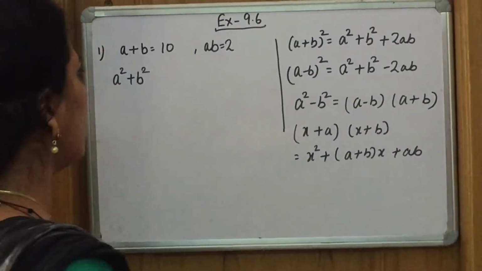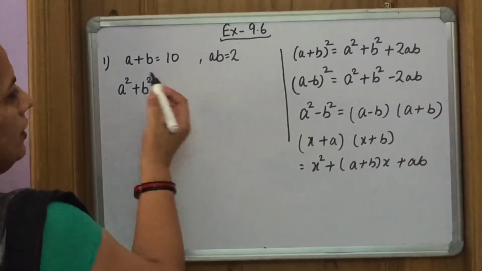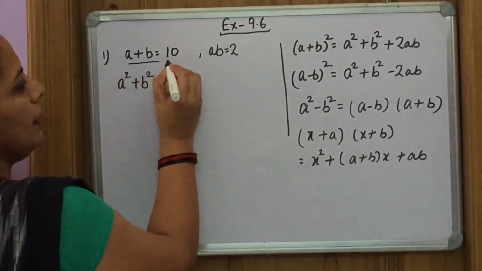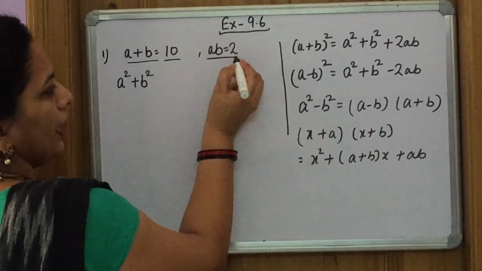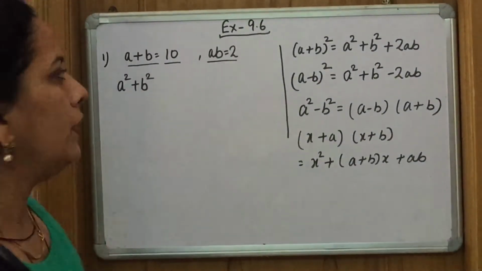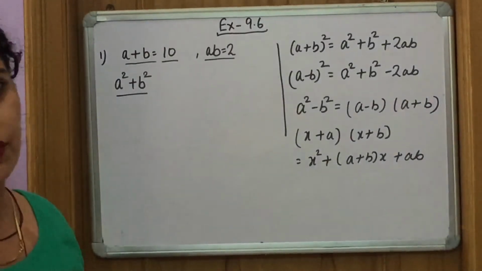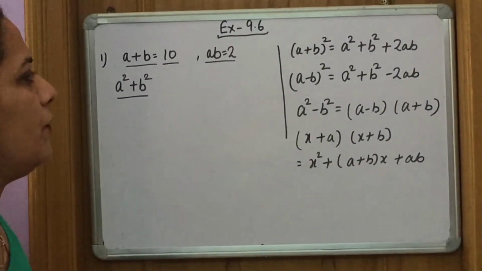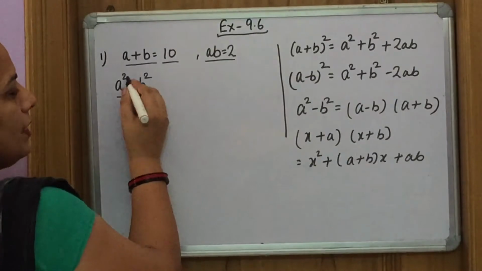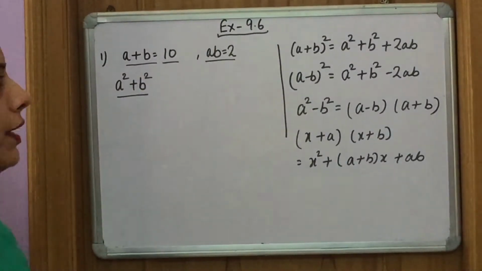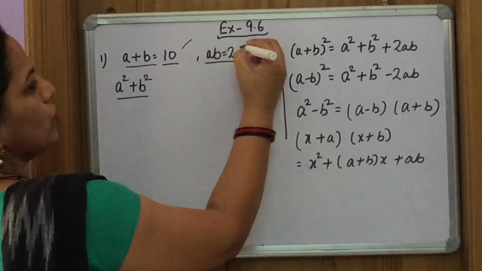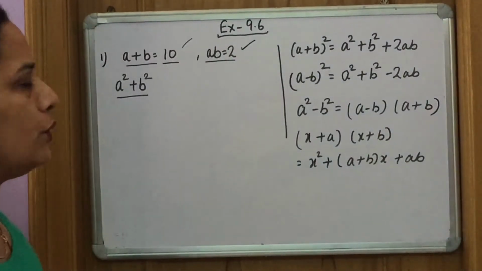So let's start our questions. The first one is, you are given a plus b is equal to 10 and ab is equal to 2. You have to find out the value of a square plus b square. As you know, we have no formula for a square plus b square, that's why we will use these two given terms. How can we use this?